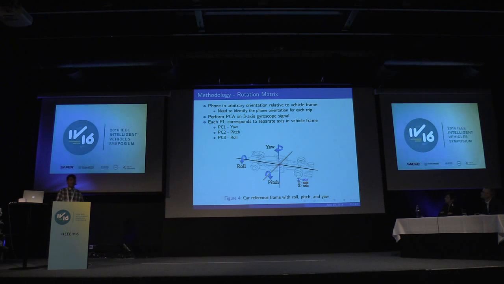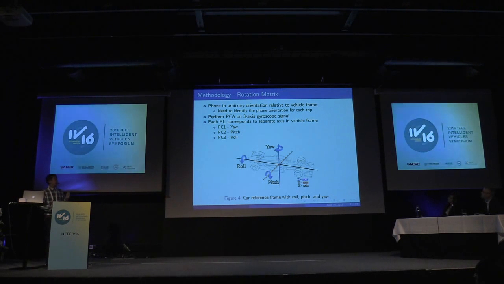All right, the novel technique for our rotation matrix estimation. Now, what we assume is that the phone is fixed in an arbitrary orientation relative to the vehicle's frame of reference for the entire trip. What we need to do is identify the phone orientation for each individual trip. And we achieve this by performing principal component analysis on the three-axis gyroscope signal.